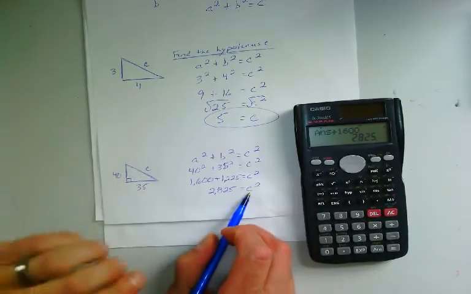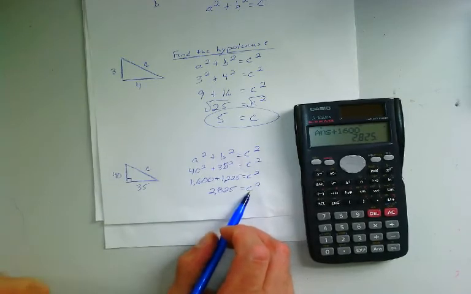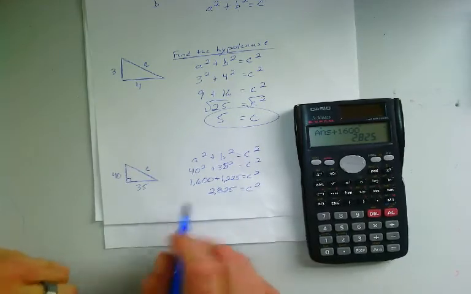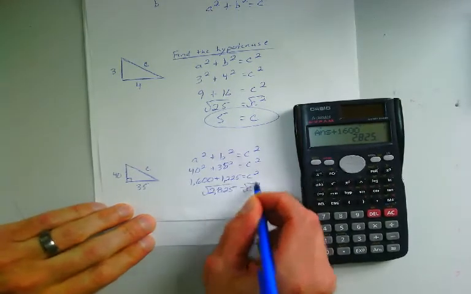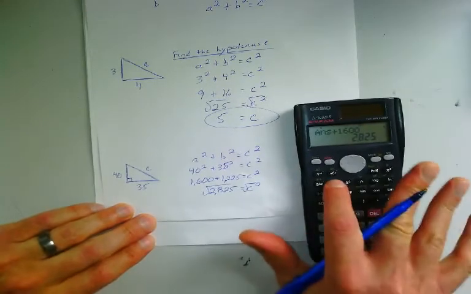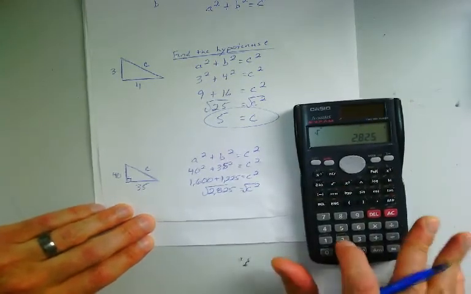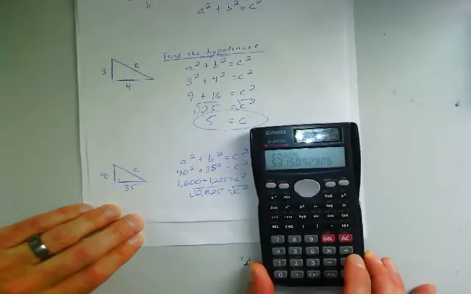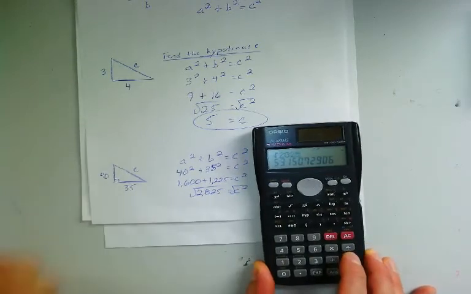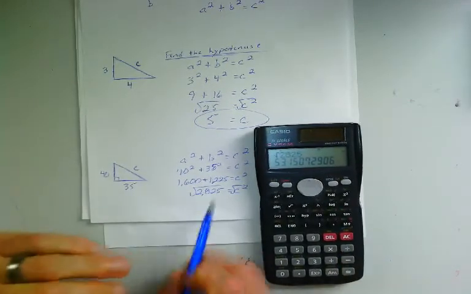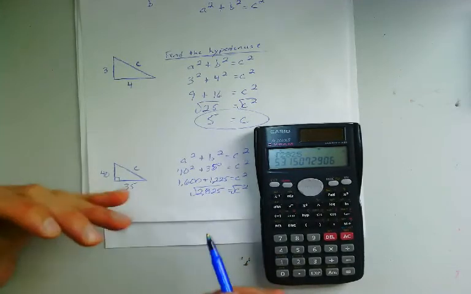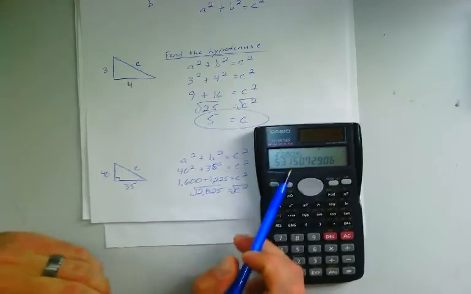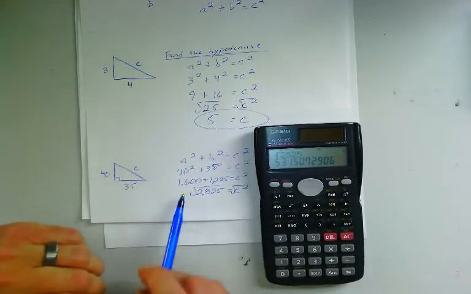Now I can't stop there because C is not alone. When you square something, it really means C times C. So I have to undo that by taking the square root. Don't forget your square root button on your calculator. The square root of 2,825 is, ooh, that's an ugly number. When you take the square root of a number and you don't get a whole number or a number that terminates, that means this particular number is irrational.